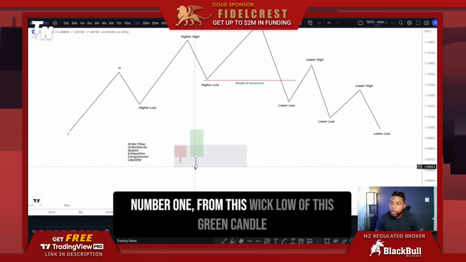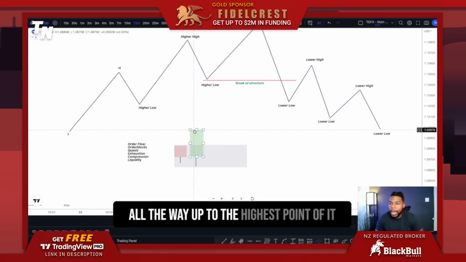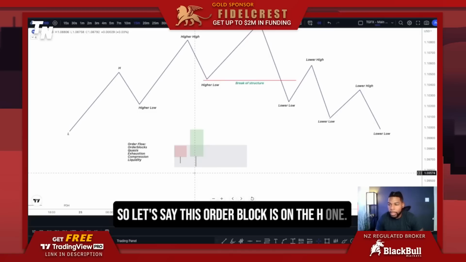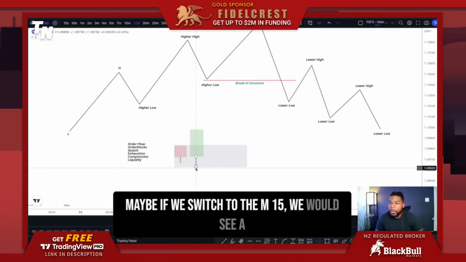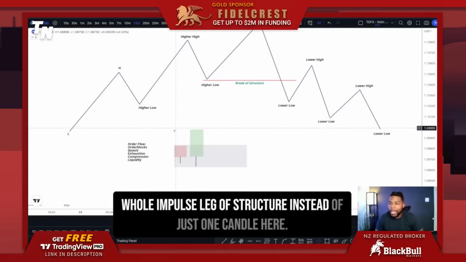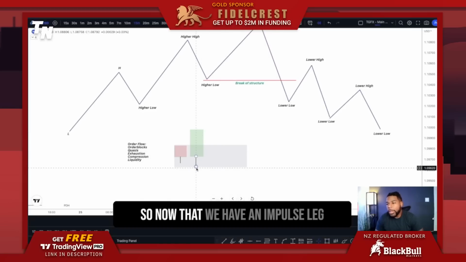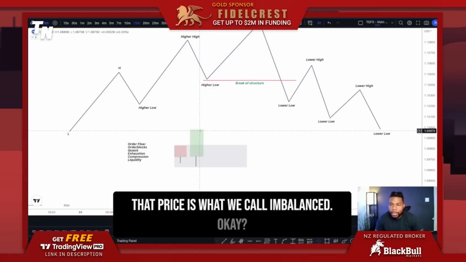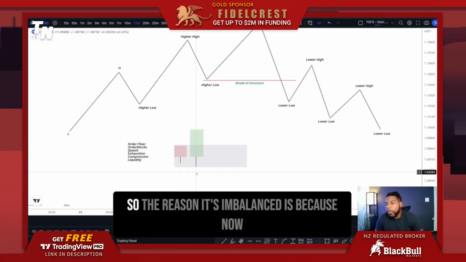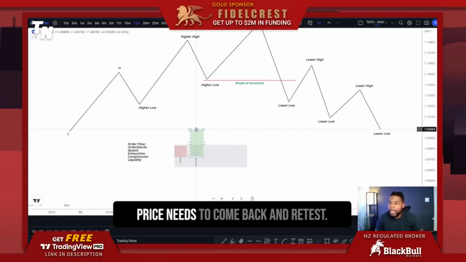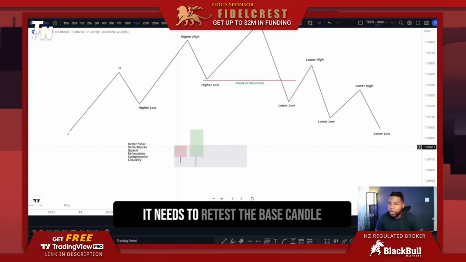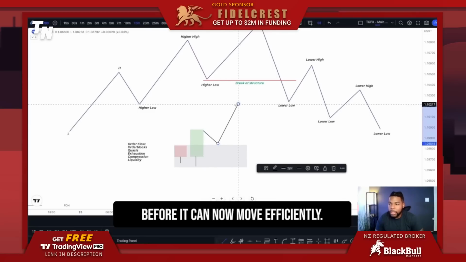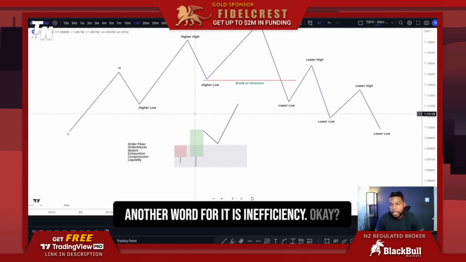Number one, from this wick low of this green candle all the way up to the highest point of it makes an impulse leg on a lower time frame. So let's say this order block is on the H1. Maybe if we switch to the M15, we would see a whole impulse leg of structure instead of just one candle here. So now that we have an impulse leg of structure, what we have to understand is that price is what we call imbalanced, okay? Imbalanced. So the reason it's imbalanced is because now price needs to come back and retest, okay? It needs to retest the base candle before it can now move efficiently, okay? Another word for it is inefficiency, okay?